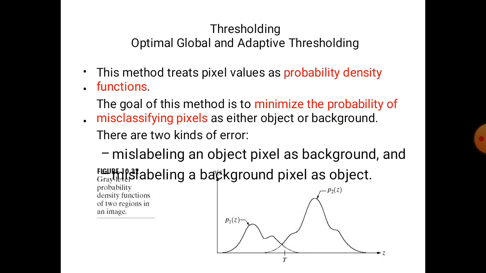Now thresholding with optimal global and adaptive thresholding. This method treats the pixel values as probability density functions. The goal of this method is to minimize the probability of misclassifying pixels as either object or background. There are two kinds of error: mislabeling an object pixel as background and mislabeling a background pixel as object. This figure shows the gray level probability density functions of two regions in an image, p1(z) and p2(z).